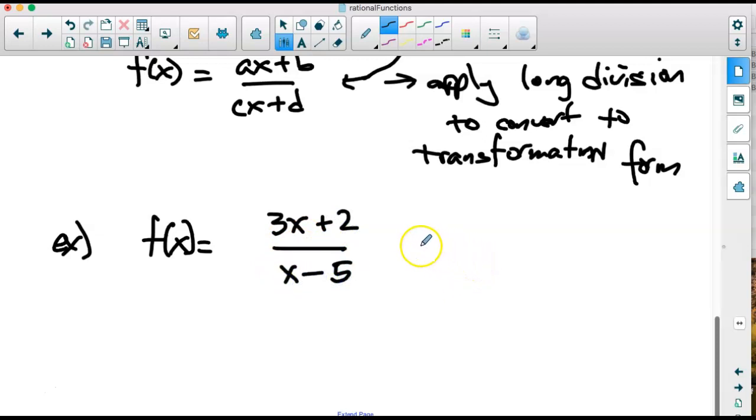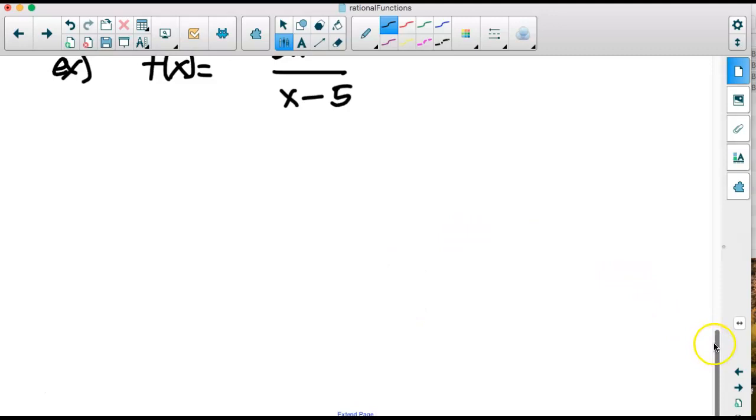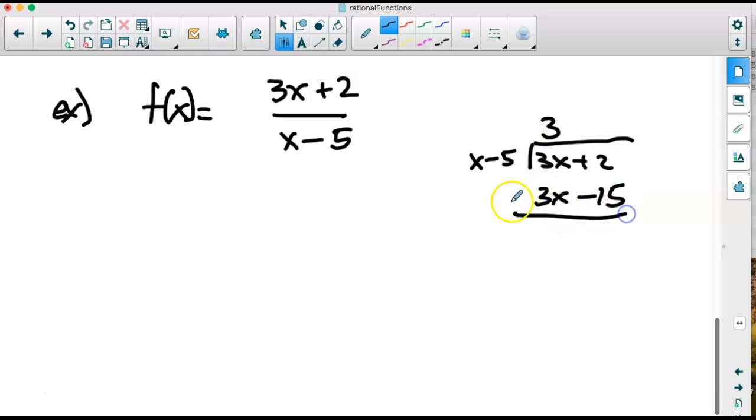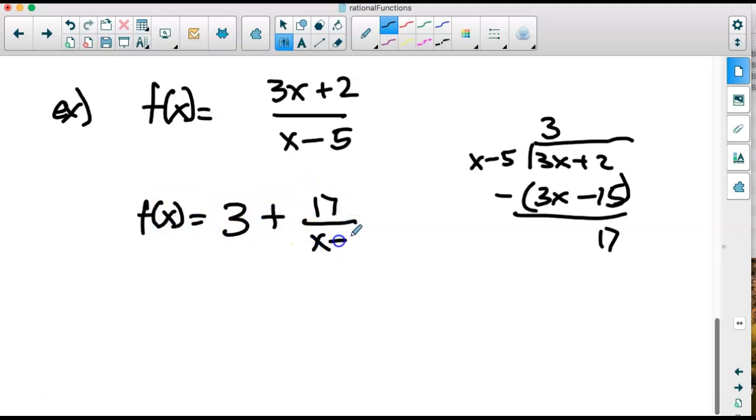Okay, so we're going to transform this into that graph and then look at it specifically as a transformation of the other graph. So what we would do here is take the x minus 5 and divide it into the 3x plus 2. That would go in 3 times, so we'd have 3x minus 15. Then we'd subtract, so that'd be 17 here. So this is the whole number, and this is the remainder. So this function can be written as 3 plus 17 over x minus 5.